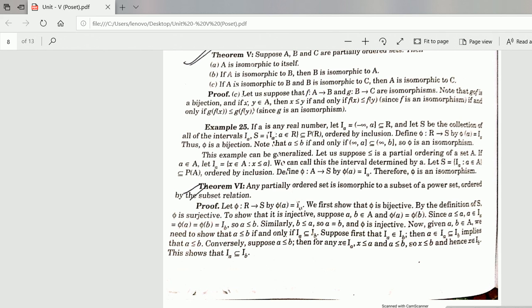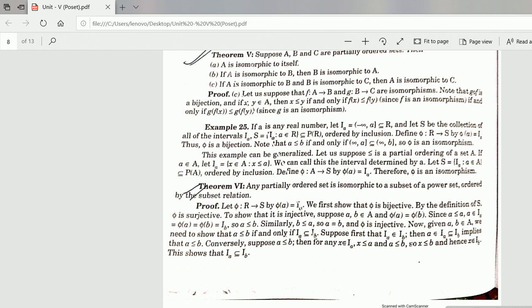These definitions I have already given in the last article. Now given a, b belonging to A, we need to show that a is less than or equal to b if and only if I(a) is a subset of I(b).